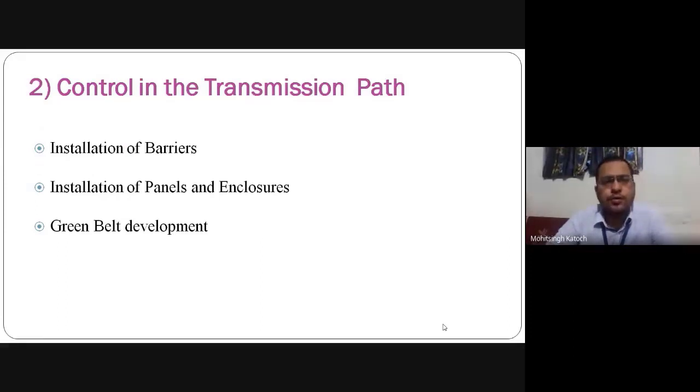To control the sound pollution in its transmission path, we can install barriers, panels, and enclosures with sound absorbing materials. We can also develop a green belt around the noise polluting industrial areas so that all the noise pollution can be absorbed by these tree plantations, and it will not affect the residential areas which are present beyond this green belt.